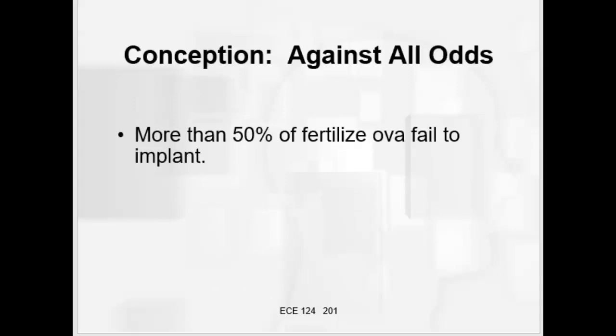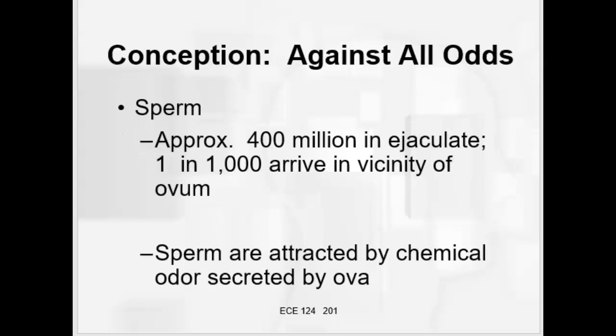So, conception, against all odds. Once an ovum is released and it's fertilized by a sperm, it becomes a zygote. But more than 50% of fertilized ovums fail to implant. During an ejaculation, there's approximately 400 million sperm released. About 1,000 arrive in the vicinity of the ovum, and it's believed that they find the ovum through smell.